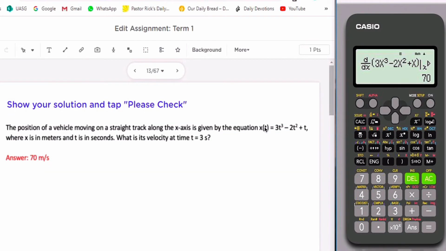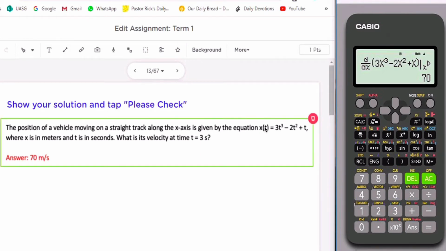So with this method, we can easily solve problems that involve differentiation, wherein a condition is given. The condition, I mean here, we say t is equal to 3 seconds. This is the condition.